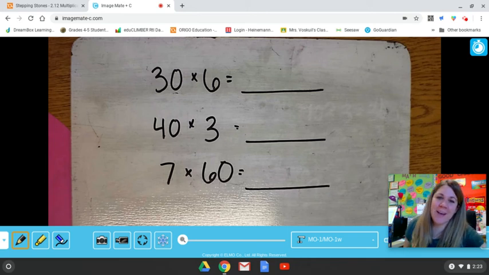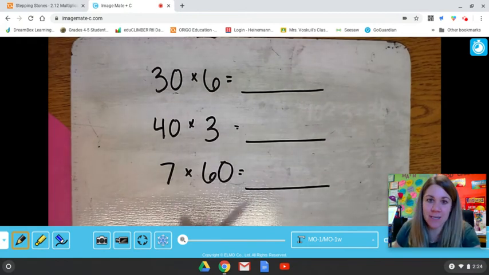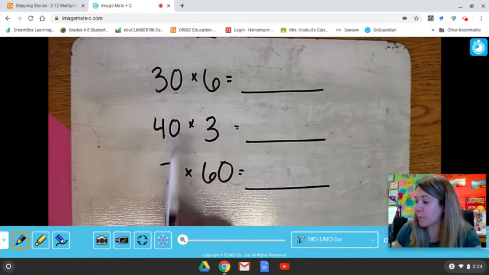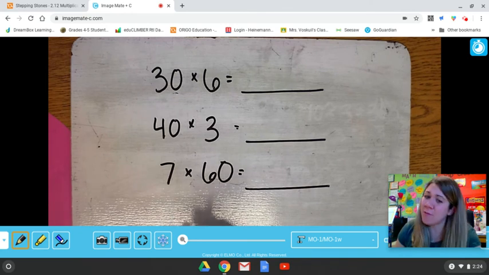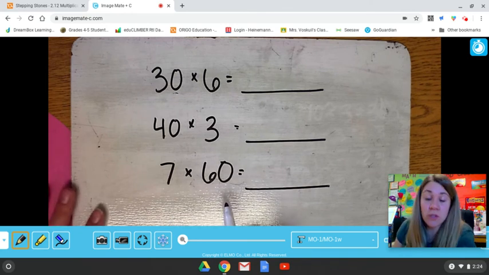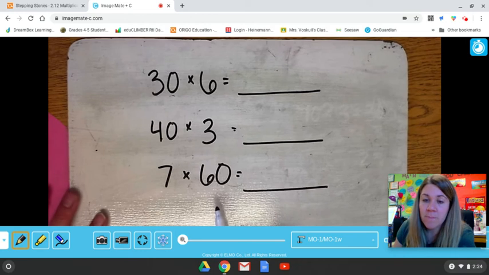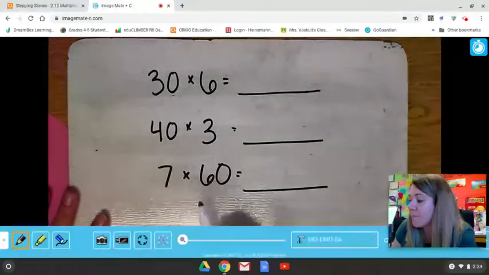Hello, everyone. All right, we are going to do lesson 12 from module 2. Before we start, I want to go over something that we did in module 1 with multiplication facts, just like the one that I have on this board, and how we can simplify it to help us to do these larger problems. So 30 times 6.